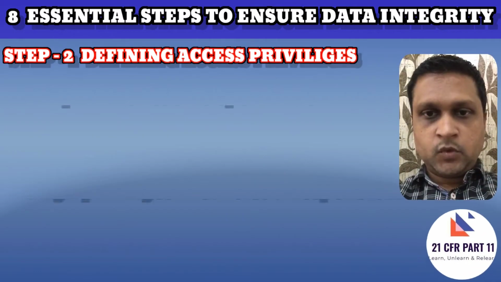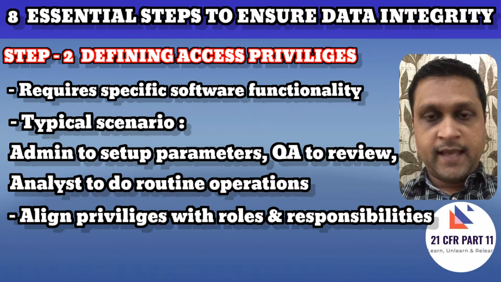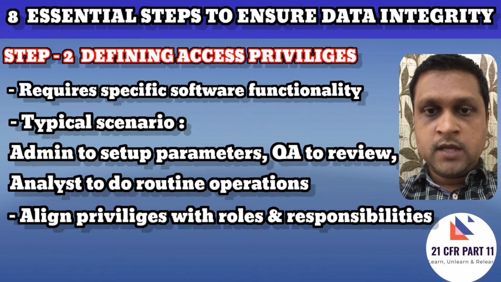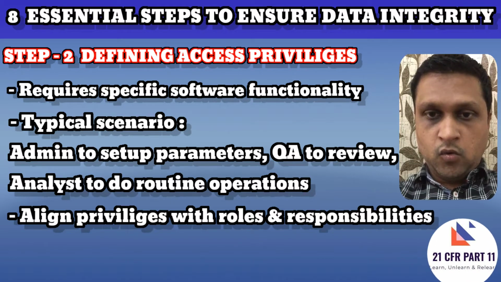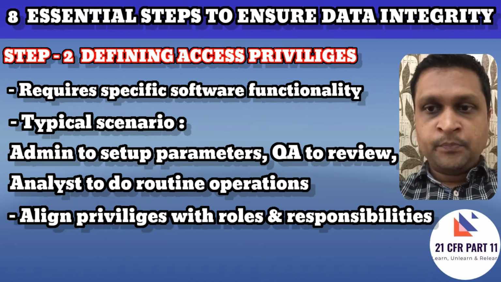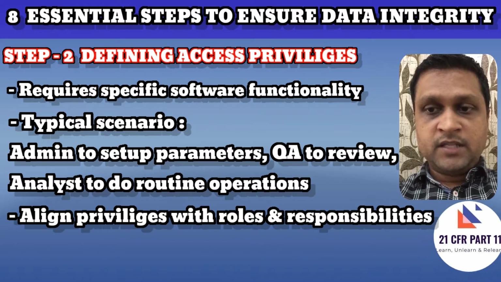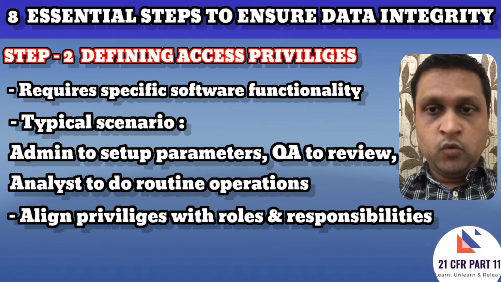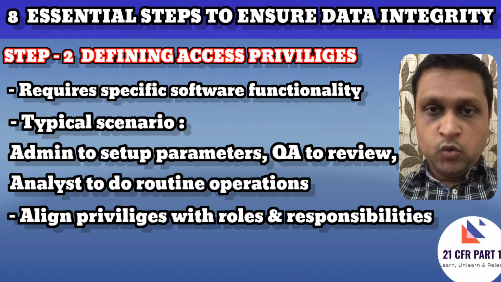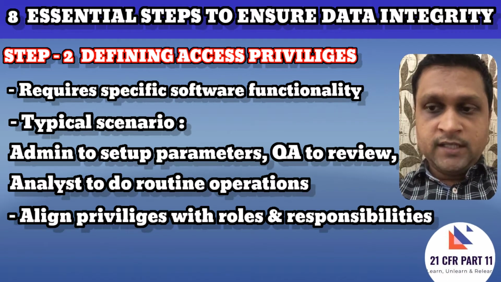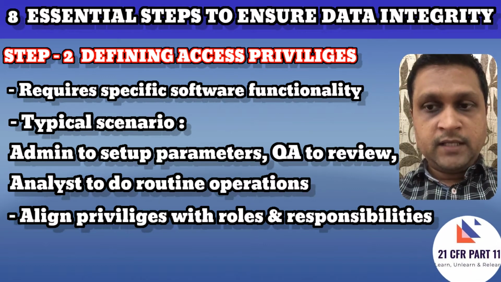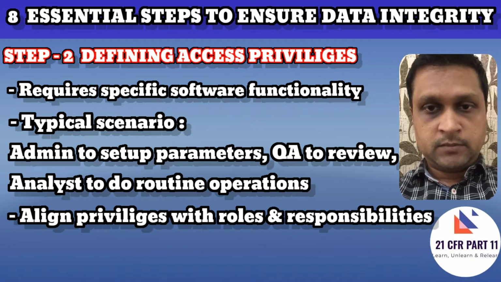Now the second step to ensure data integrity is defining the access privileges. The software must have sufficient technical controls to define the roles and the rights for those roles. The typical scenario is where an administrator can set up the parameters, the QA has the rights to review, and the analyst will do the routine operations. All this must be covered with technical software functionality, and the privileges with roles and responsibilities must be documented.